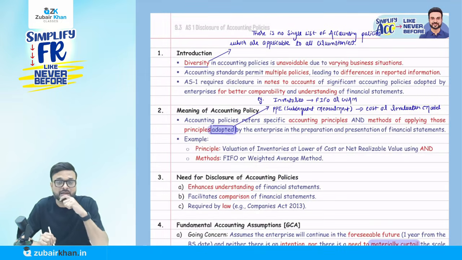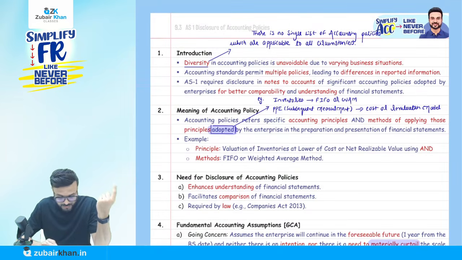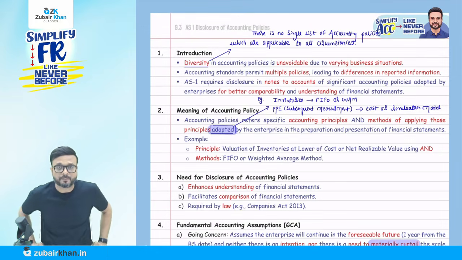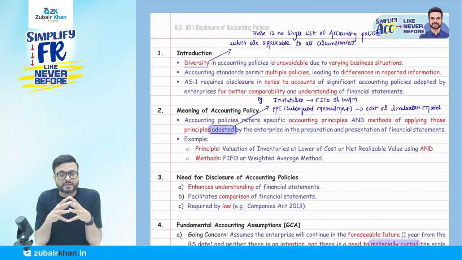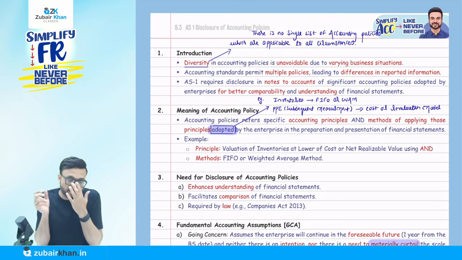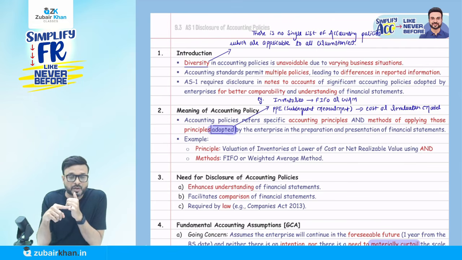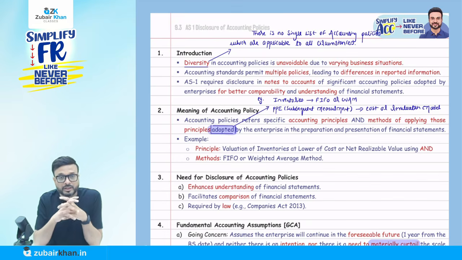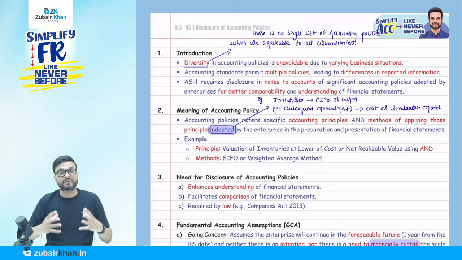Is there any need for disclosure of accounting policy? Don't you think diversity in accounting policy is unavoidable given varying business situations? Yes, it is correct. Everyone may follow their own different accounting policy. For example, I may follow the FIFO method for valuation of inventory, and you may follow the weighted average method. Different methods are available, there are so many methods available.